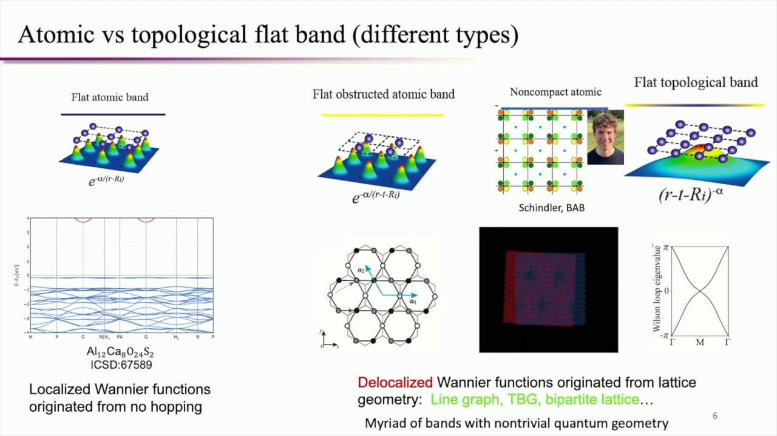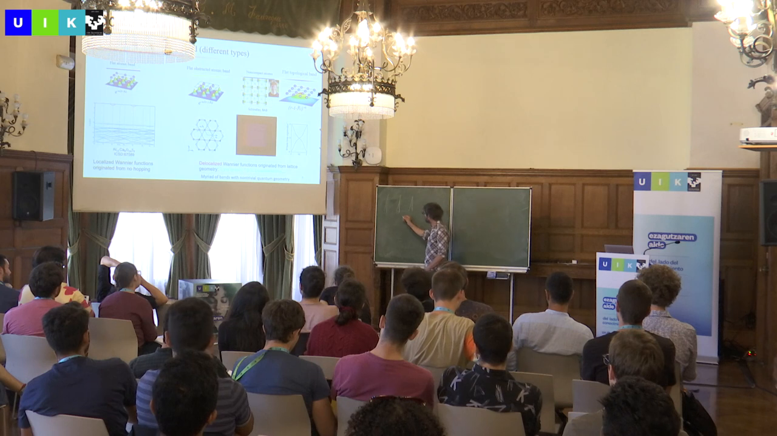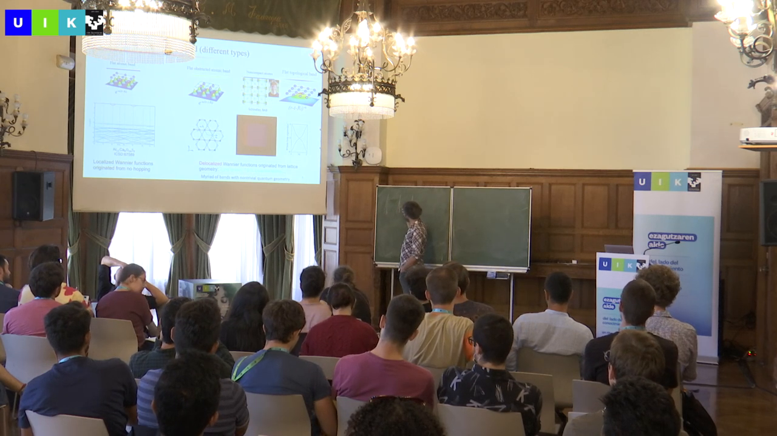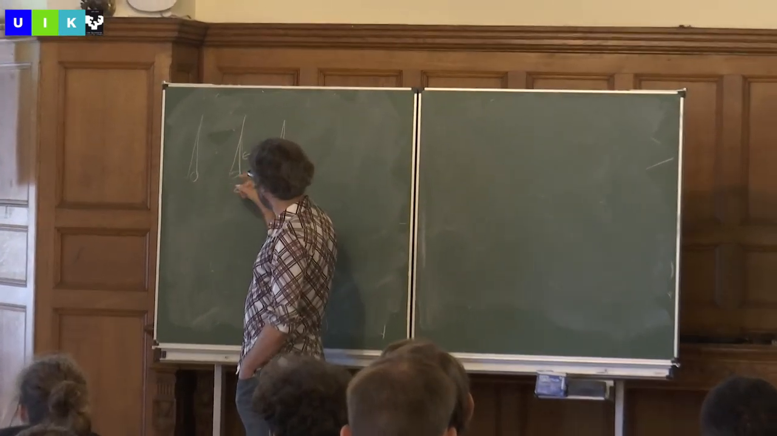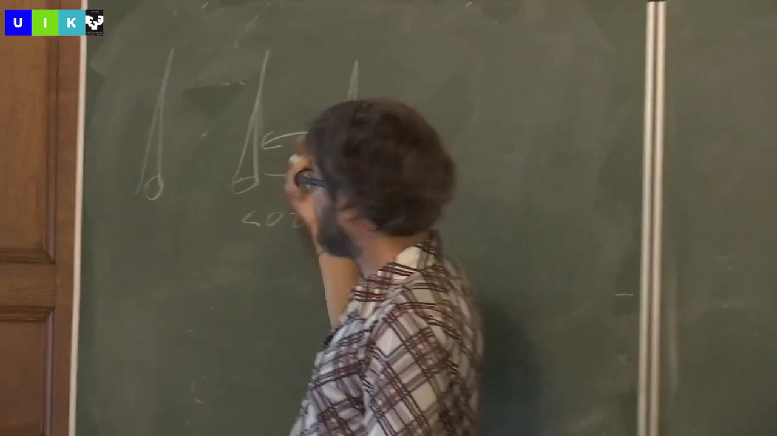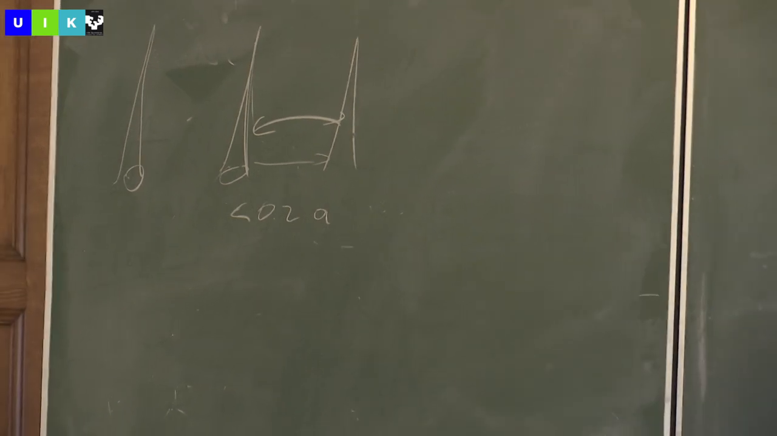And if this localization, for example, if I can build a Wannier state, I can describe the band in terms of states that are localized where the atoms are, and very localized, by which I mean less than, say, 0.2 of the unit cell, then because you have exponential decay, the hopping between this and this will be effectively zero, and you'd get no dispersion. Now, these flat bands are not what we're interested in.